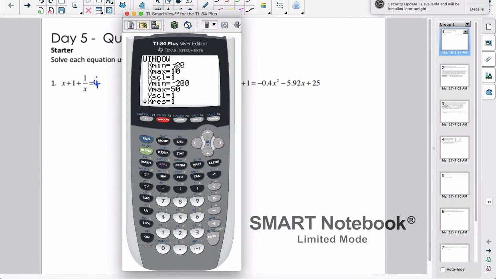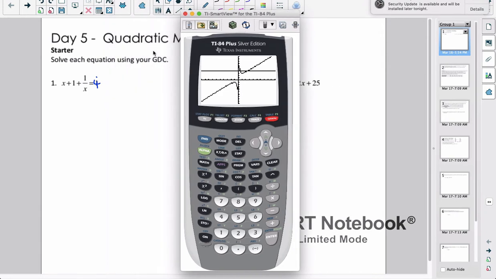I will check the window first to see if we have a normal window. I usually set this to -10 to 10, and on the y-axis -10 to 10, unless we can't see it, then we have to make the ranges bigger. So let's graph it and see if we can see everything. That's the left-hand side here, and y equals 4 is just a horizontal line. You see there's two points of intersection. So that means there are two solutions to the equation. We need to find those two points of intersection.